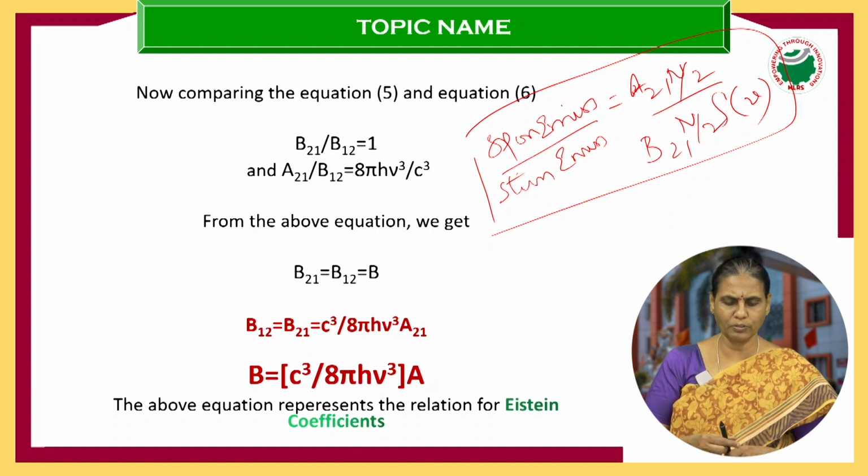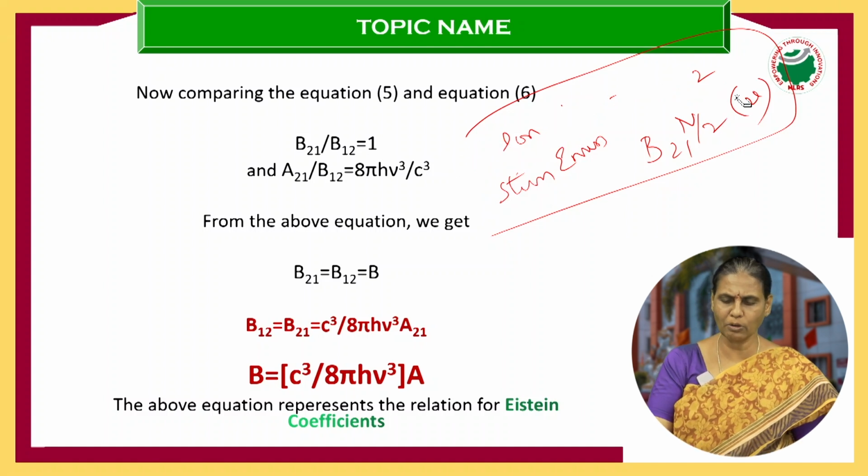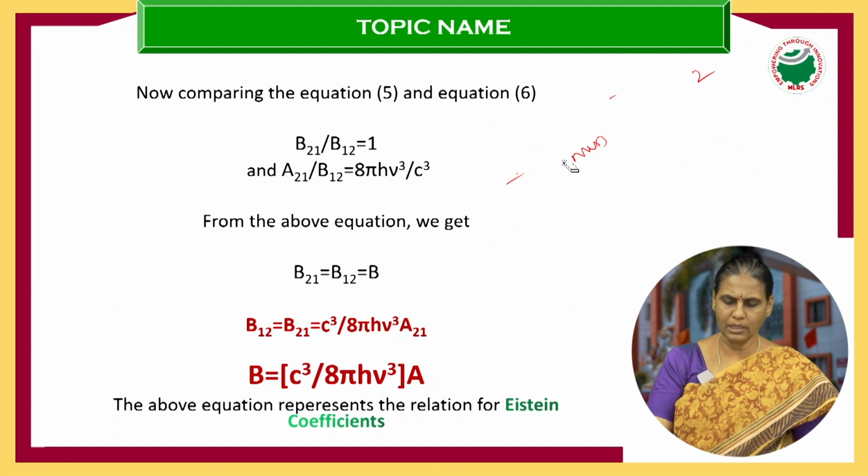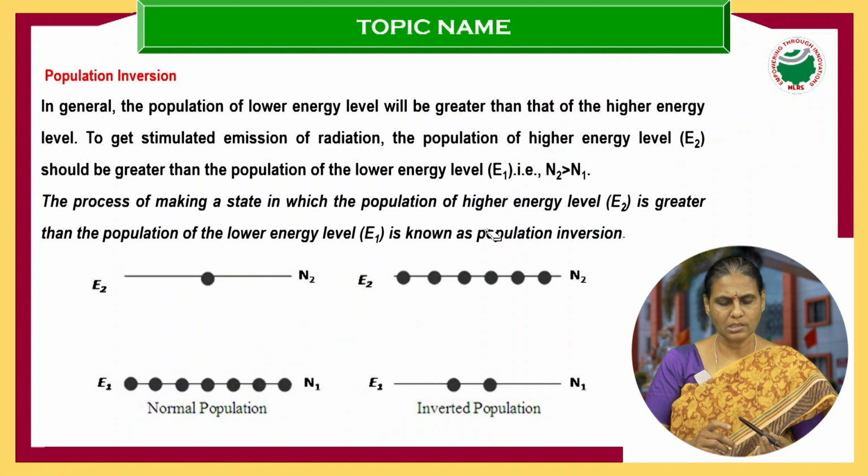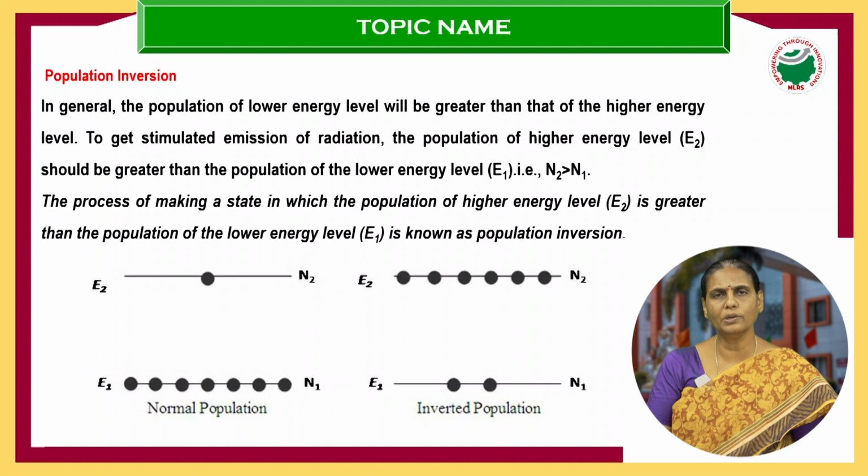Now next let us go for the other topic. What are the main things? What is the basic principle of population of a lasing system? In order to produce a laser output, we require population inversion.